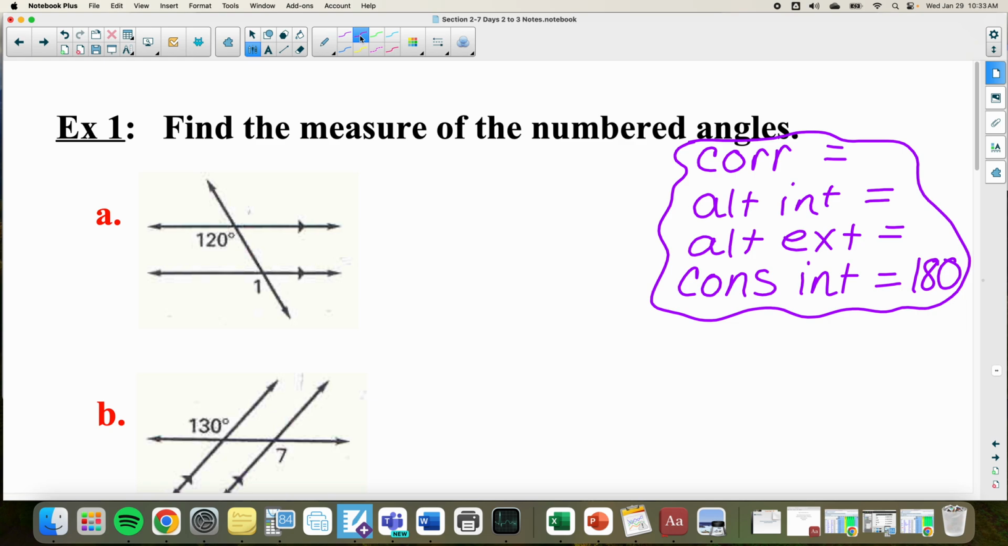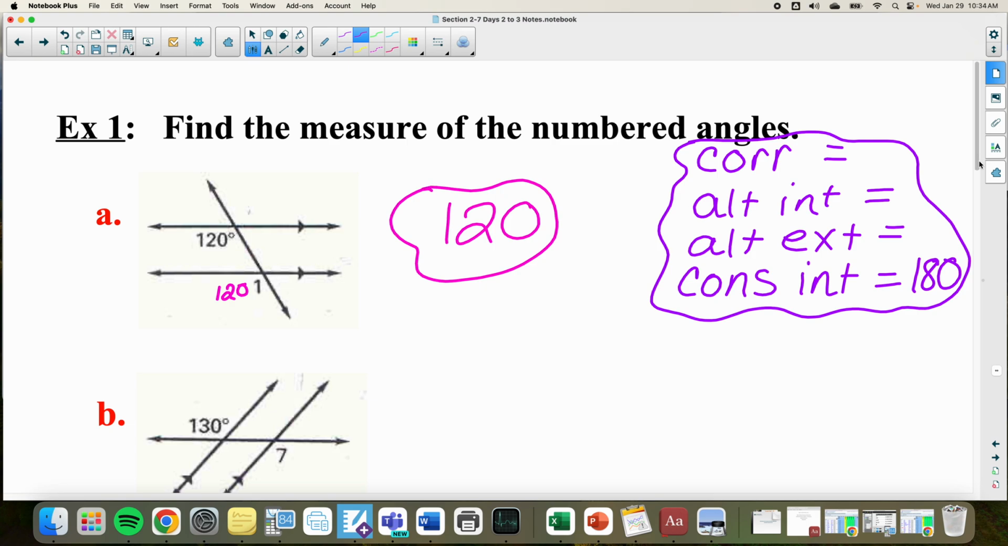What kind are those two? Corresponding. Do you guys get that? They're in the same position. So this one's below and to the left, below and to the left. So they're the same. So this one would also be 120. Corresponding are equal. They're in the same position. They're equal.